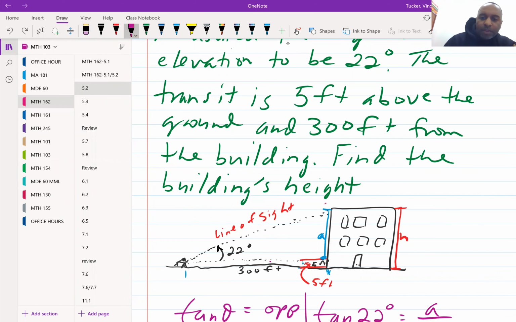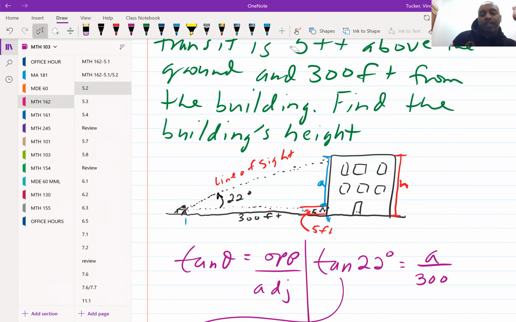I'm gonna call this right here, from the top of the building to the line of sight of the transit, A. And we'll come back to the H in a second, but remember, this right here doesn't go all the way to the ground. So that's not your full height. So we're missing 5 feet on that.